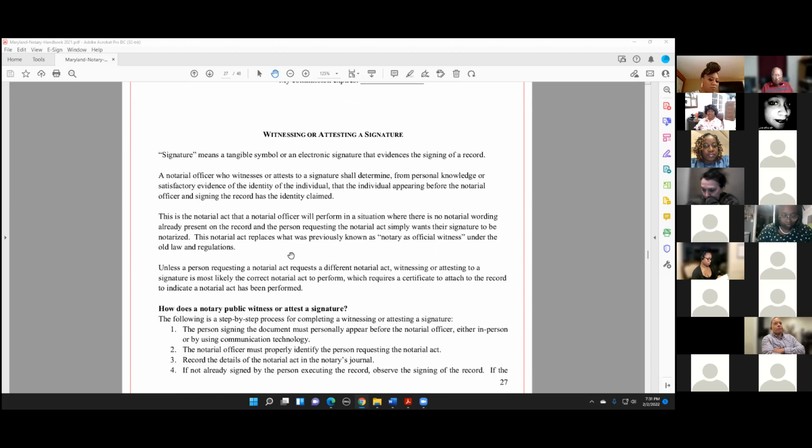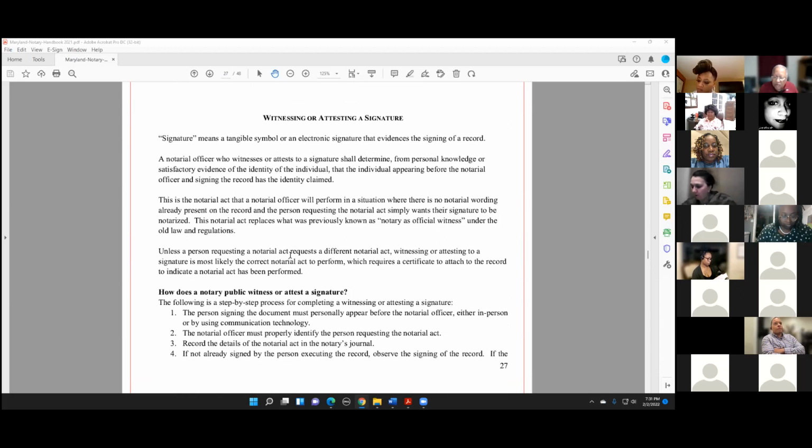Okay, Frederick, we're moving on to another type of notarization: witnessing or attesting a signature. Signature means a tangible symbol or an electronic signature that evidences the signing of a record. A notarial officer who witnesses or attests a signature shall determine from personal knowledge or satisfactory evidence of the identity of the individual that the individual appearing before the notarial officer and signing the record has the identity claimed.